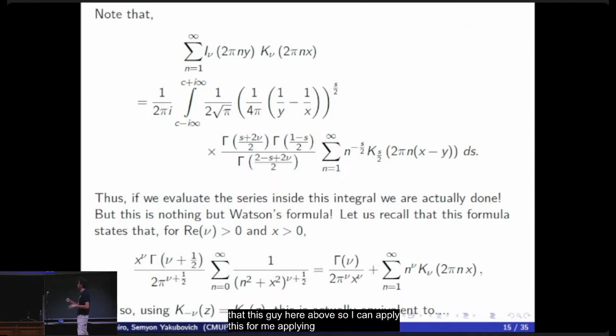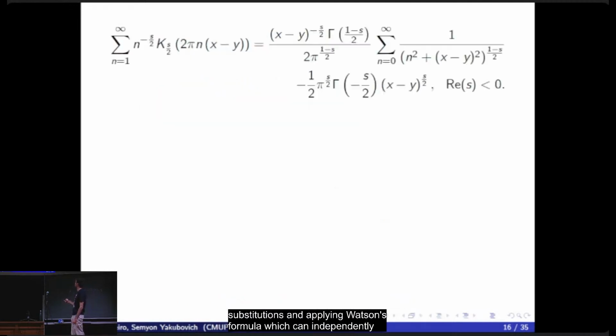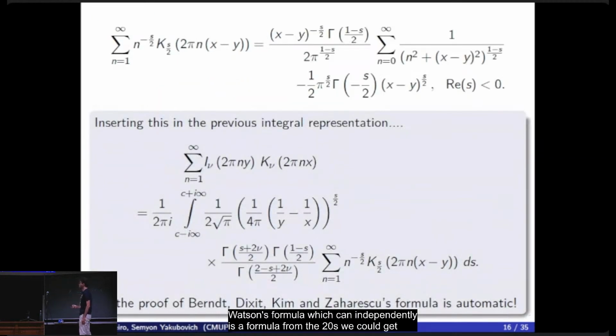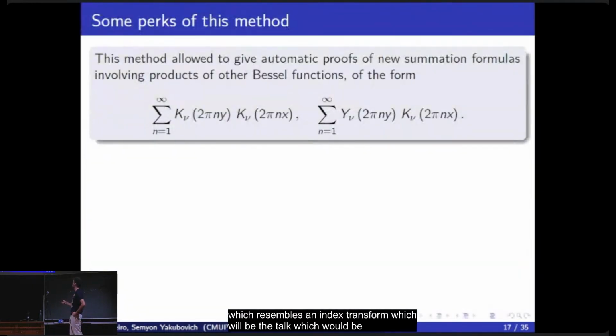Applying this formula, of course, with the substitutions, like this x becomes x minus y, this nu becomes s over 2, and this nu becomes minus s over 2. Note that there's no problem in turning nu to s over 2 because K minus nu and K nu are the same. So I can put this exactly in this template by replacing s over 2 by minus s over 2. Doing these substitutions and applying Watson's formula, which can be proved independently, a formula from the 20s, we could get that formula automatically, using just an integral representation which resembles an index transform, which will be the subject of the next slides.